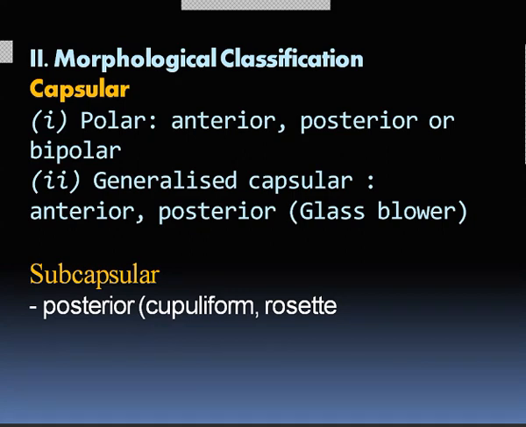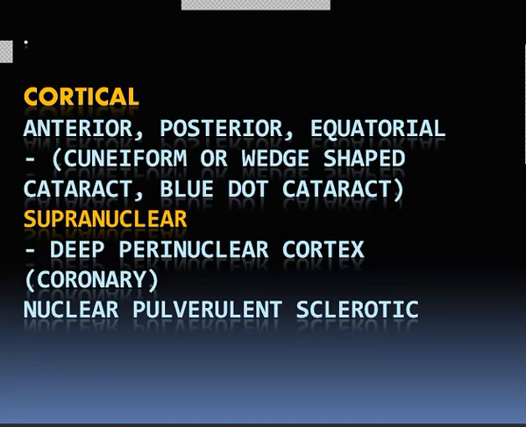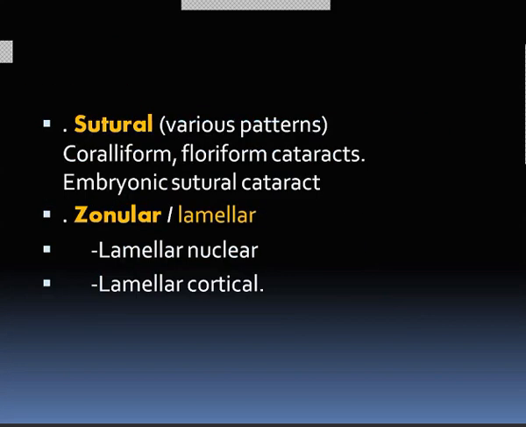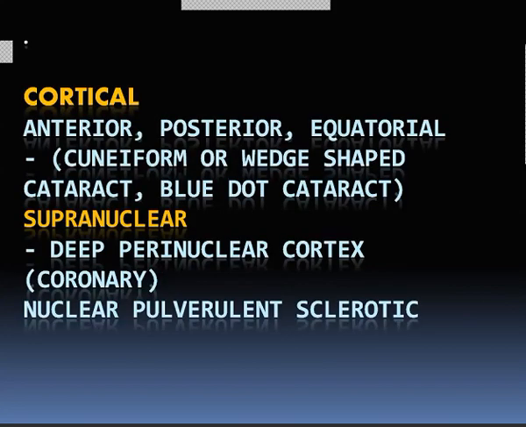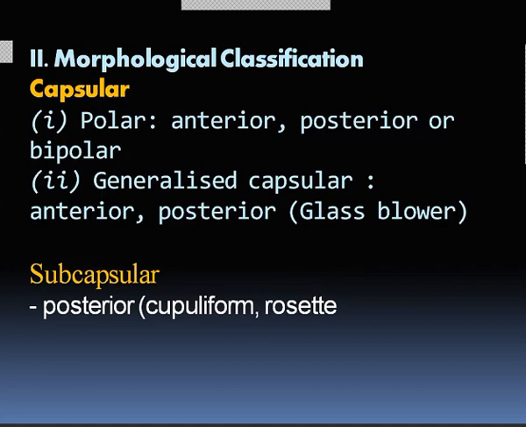Here is the morphological classification. Morphological classification is capsular, subcapsular, cortical, supranuclear, sutural, zonular, or lamellar. Capsular may be polar, at the center of the lens.